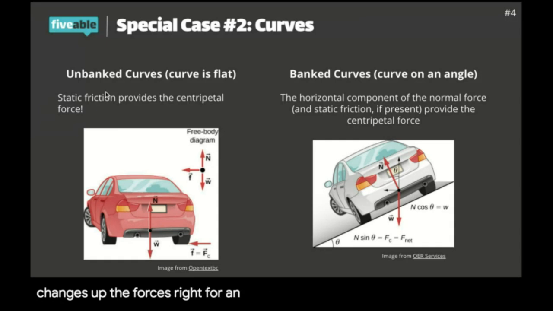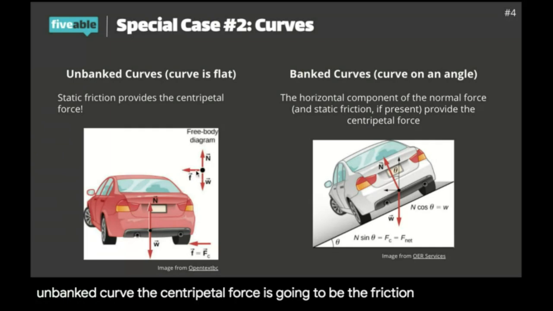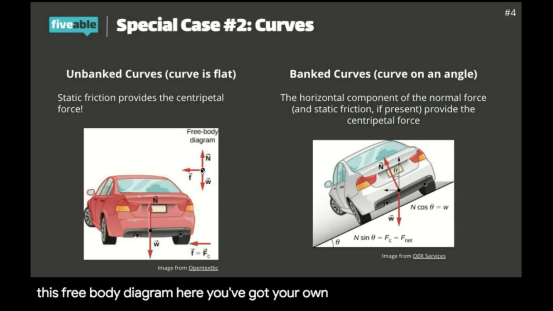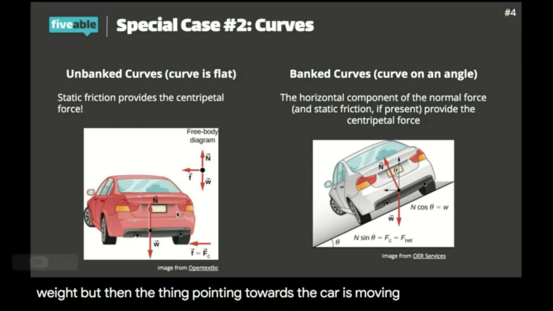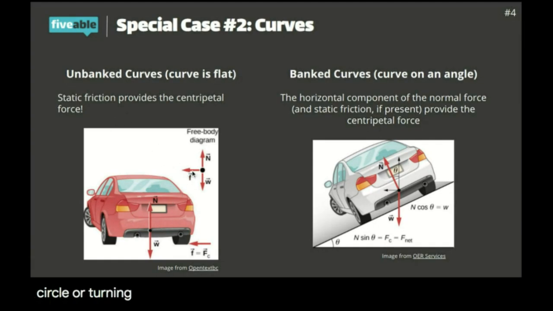For an unbanked curve, the trick is to know that the centripetal force for something turning around an unbanked curve is going to be the friction. So if you look at this free body diagram here, you've got your normal force, you've got your weight, but then the thing pointing towards the center of the circle, if that car is moving in a circle or turning, is going to be the friction, and the friction is going to act as your centripetal force.